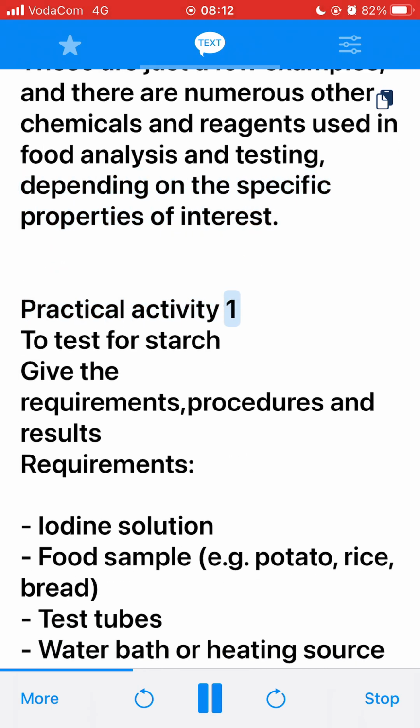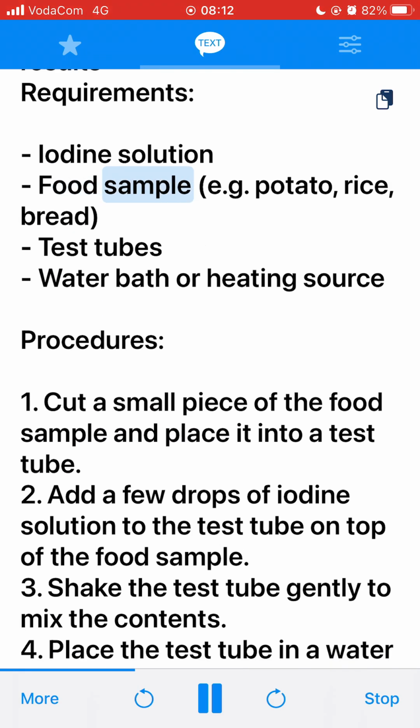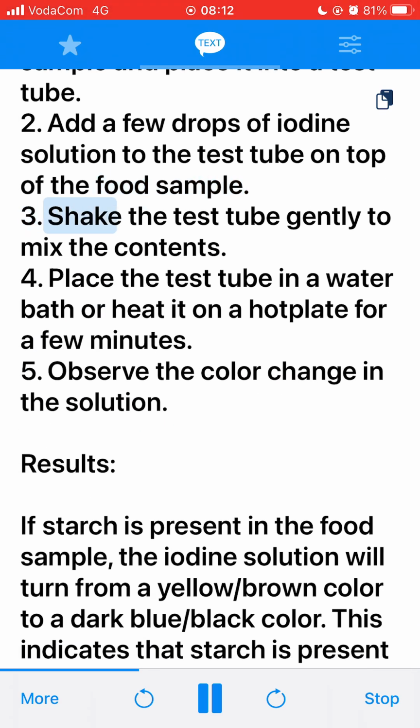Practical Activity 1. To test for starch. Give the requirements, procedures and results. Requirements: iodine solution, food sample e.g., potato, rice, bread, test tubes, water bath or heating source. Procedures: 1. Cut a small piece of the food sample and place it into a test tube. 2. Add a few drops of iodine solution to the test tube on top of the food sample. 3. Shake the test tube gently to mix the contents. 4. Place the test tube in a water bath or heat it on a hot plate for a few minutes. 5. Observe the color change in the solution.